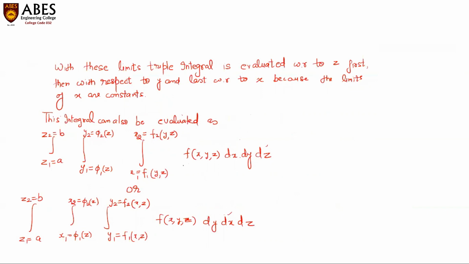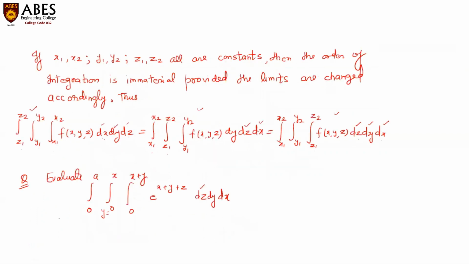This integral can also be evaluated in another order. Suppose we want to integrate first with respect to x, then with respect to y, and in the last with respect to z. Then we take the limits of x in terms of y and z, the limits of y in terms of z, and the limits of z as constant. Or if we want to evaluate the integral with respect to y first, then we take the limits of y in terms of x and z, and second, if we integrate with respect to x, the limits of x depend on z, and in the last we take the limits of z as constant.